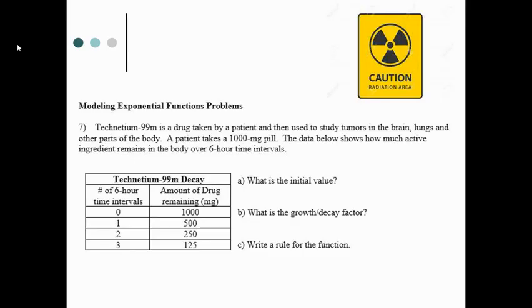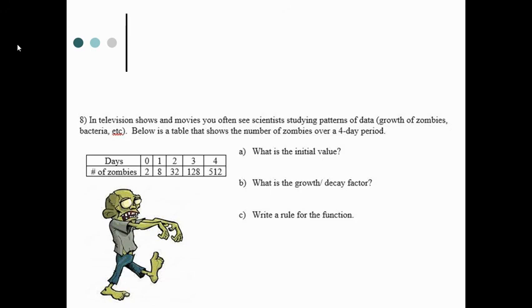What is the initial value? Yes, the initial value is A equals 1,000. Is this a growth or a decay factor? Yes, this is a decay factor. What is your decay factor? That's right, the decay factor is your base is equal to 1/2. We're going to write the rule. Notice that the A is 1,000, so it goes in front of our base, and then we just have an exponent of x.